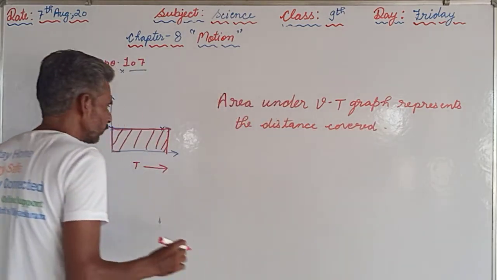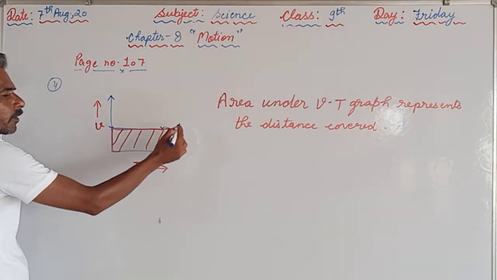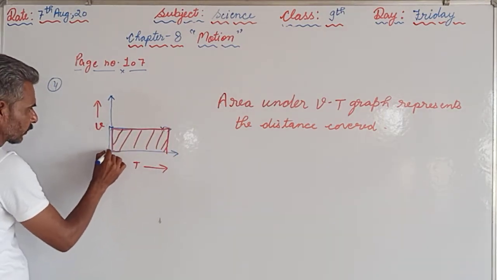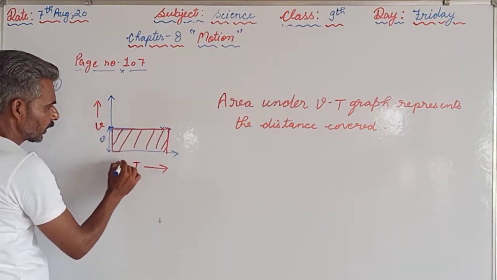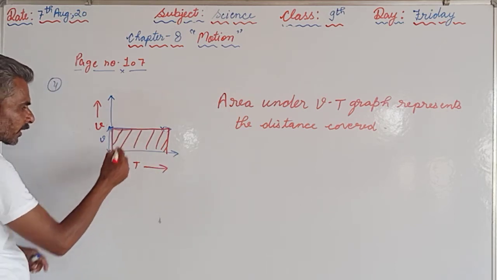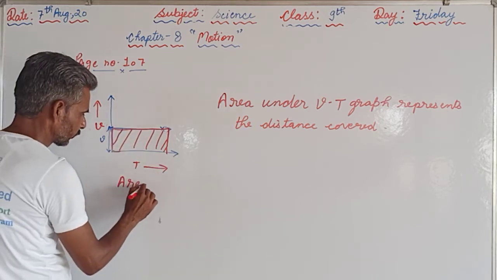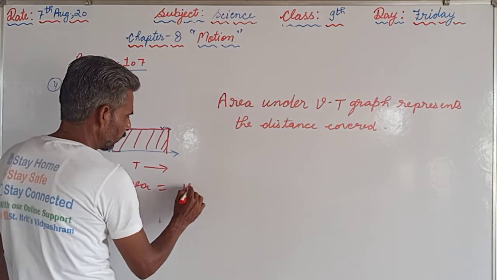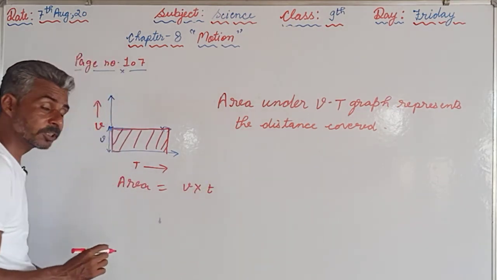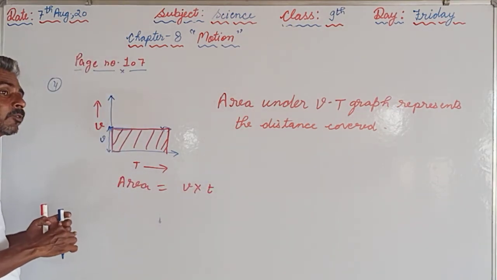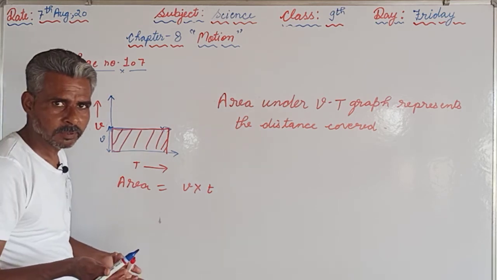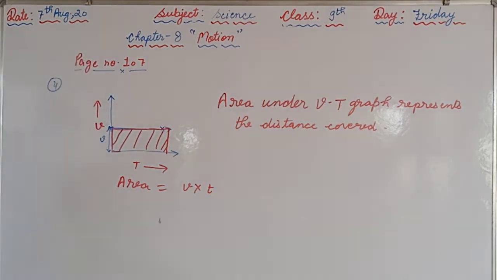We can verify from here. This is a rectangle, and this is velocity and this is time. So the area of the rectangle is equal to velocity into time, or speed into time. Speed into time is equal to distance, we all know. So this is the answer of question number 4 given on page number 107.